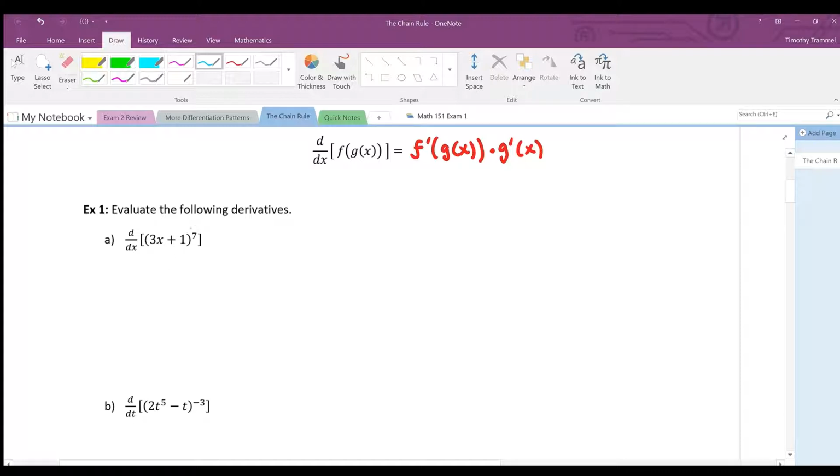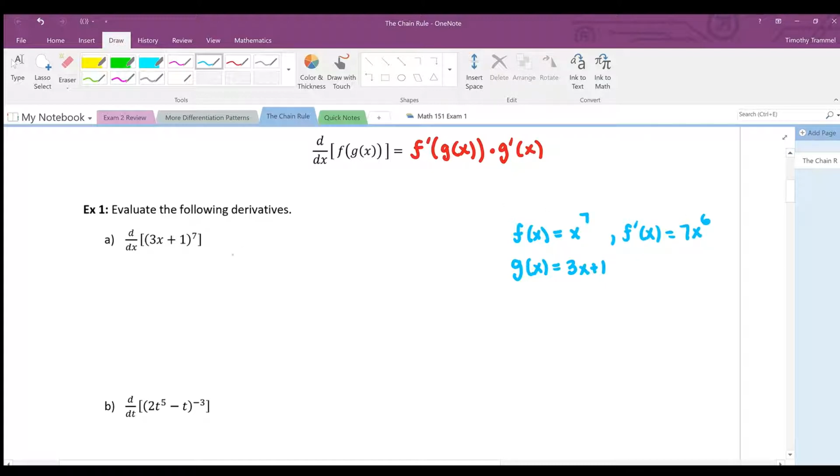Okay. So what I want you to think about for the outer function is f of x is equal to x to the 7th. And I want you to think about the inner function as 3x plus 1. If that's the case, then f prime of x is equal to 7x to the 6th.